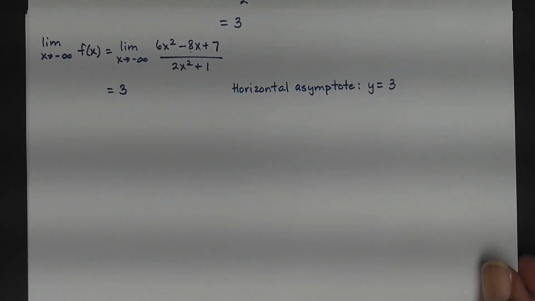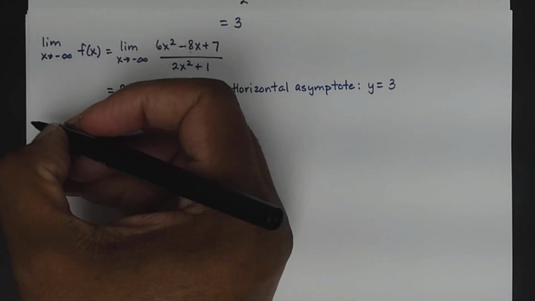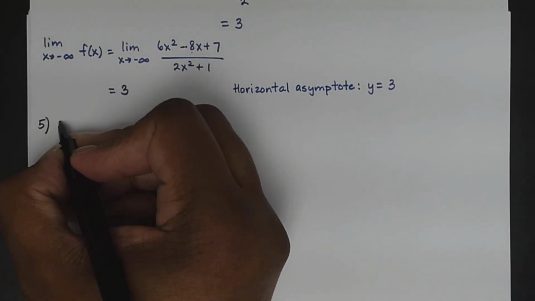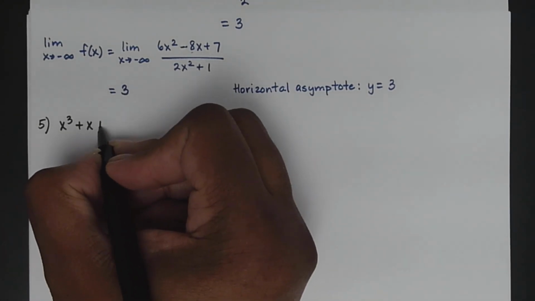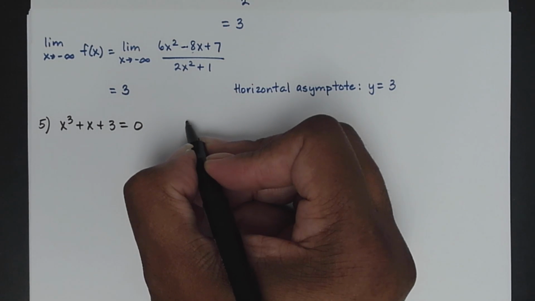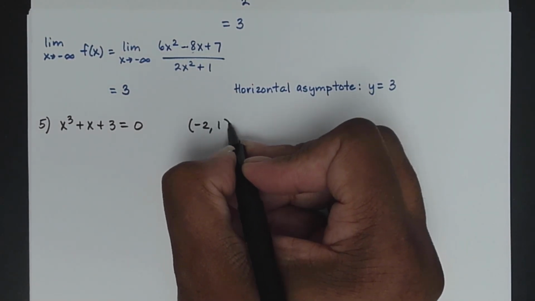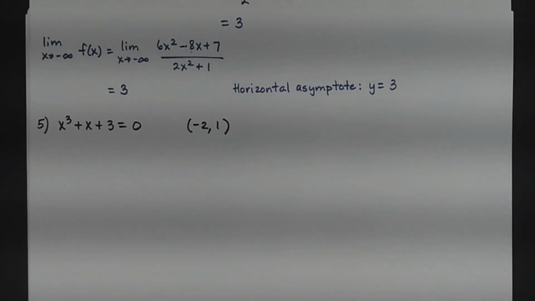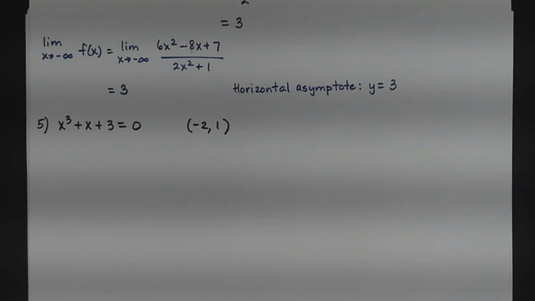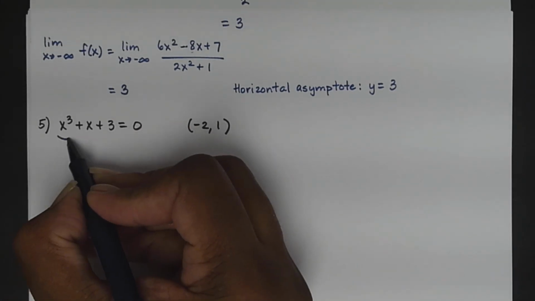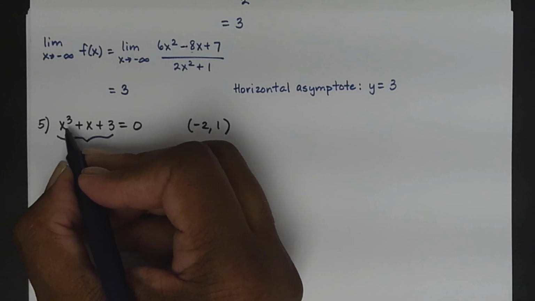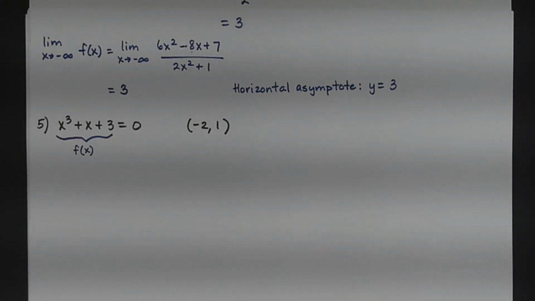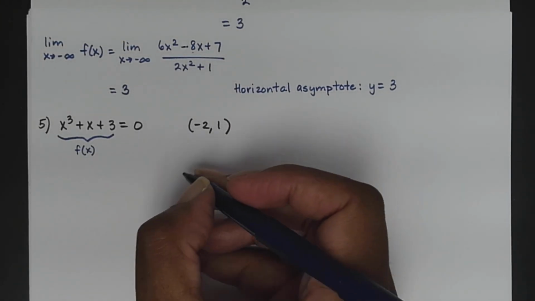So in problem number 5, we have x cubed plus x plus 3 is equal to 0, and the interval is from negative 2 to 1. Well, let's look at this part right here. The one on the left-hand side, x cubed plus x plus 3, that's your f of x. We want to know if it's continuous on all x in this interval.